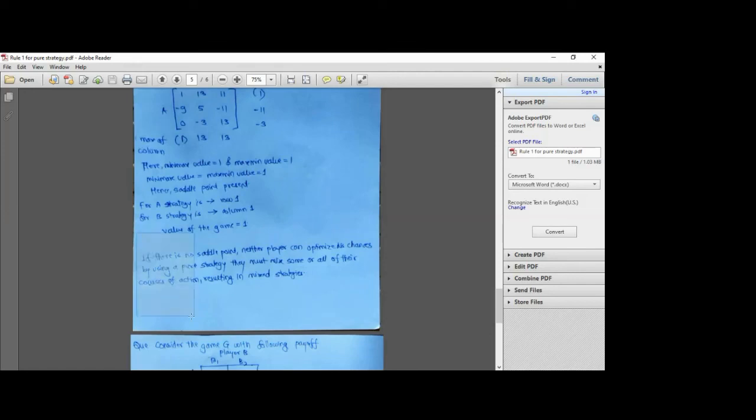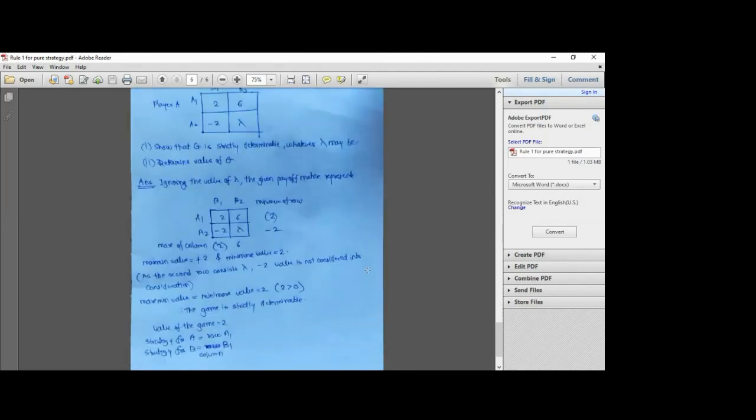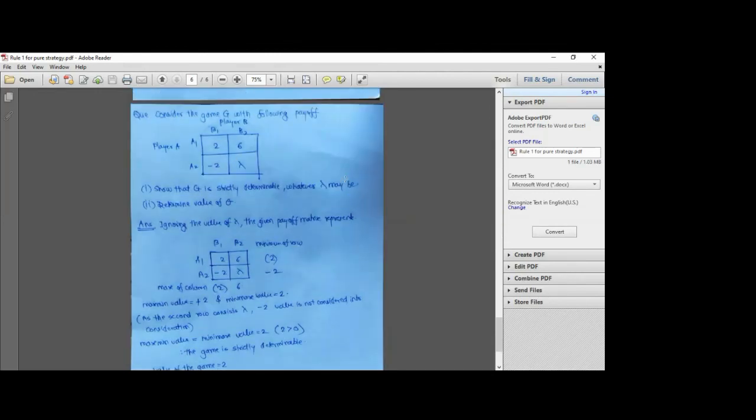So this has been given here. If there is no saddle point, neither player can optimize his chances by using a pure strategy. They must mix some or all of their courses of action, resulting in mixed strategies. In the numerical that was there in one of the books, I've taken it because it is simple and a bit confusing, right? Consider the game G with the following payoff. The payoff matrix has been given here for player A and player B.